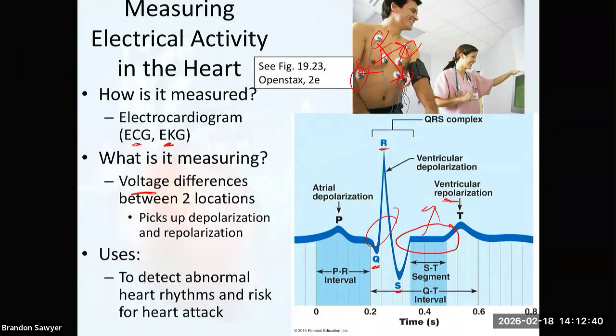The Pit. How many people watch The Pit? We got some. The Pit's so good, right? Yeah. They probably talk about a STEMI coming in, right?